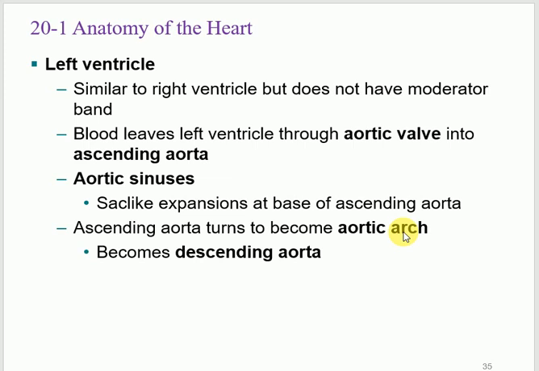You should remember. So where do the right and left coronary arteries come from? From the aorta. Which part of the aorta? From the sinus. Both of them start from the sinus.